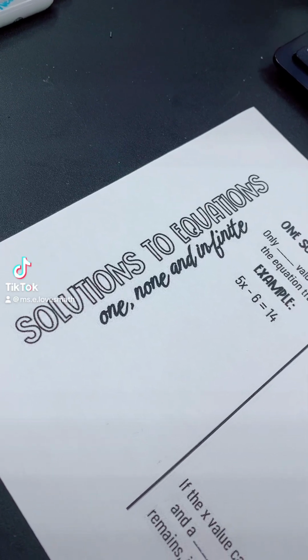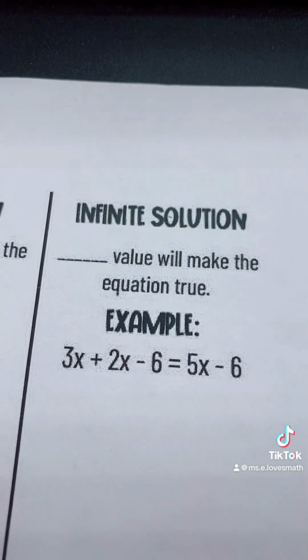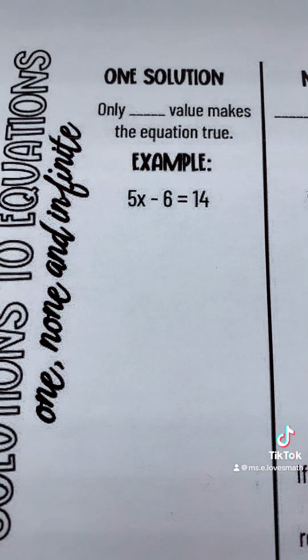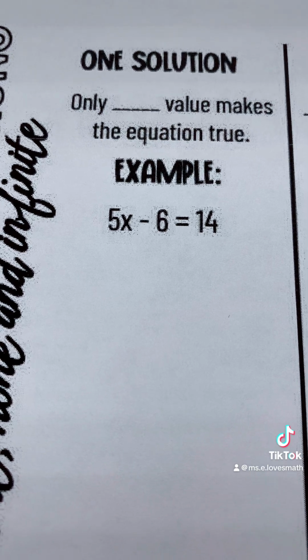Solutions to equations: one solution, no solution, or infinitely many solutions. Let's start by solving 5x minus 6 equals 14.